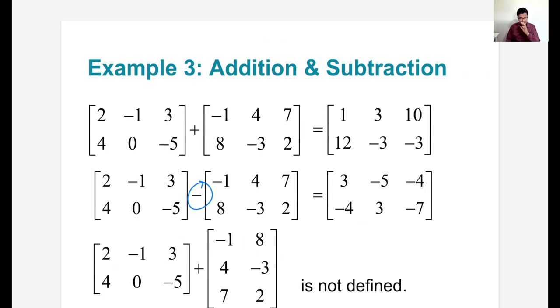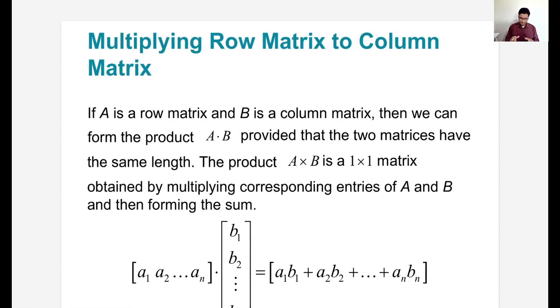Some more examples. In the subtraction, be careful that you have to subtract the second matrix and you have to change the sign. So I will illustrate with the first entry here. There is 2 here, there is -1 here. When you subtract 2 minus -1, it becomes 2 plus 1 and the result is 3.